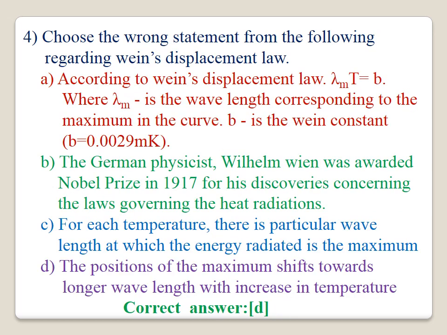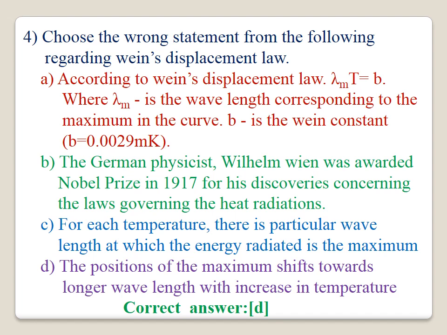Question number 4. Choose the wrong statement from the following regarding Wien's displacement law. According to Wien's displacement law, lambda m T will be equal to P, where lambda m is the wavelength corresponding to the maximum in the curve, and P is Wien's constant, and the value of P is 0.0029 mK. B. The German physicist Wilhelm Wien was awarded the Nobel Prize in 1911 for his discovery concerning the laws governing the heat radiation.